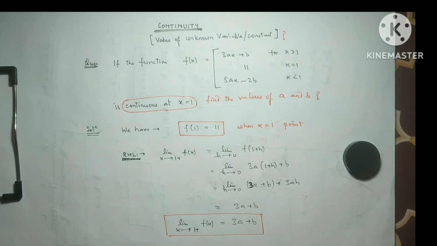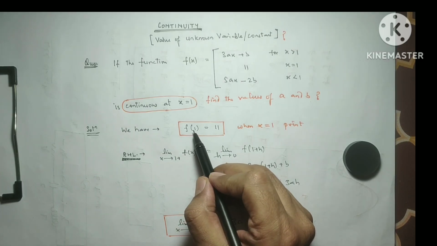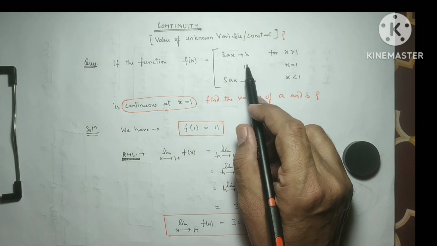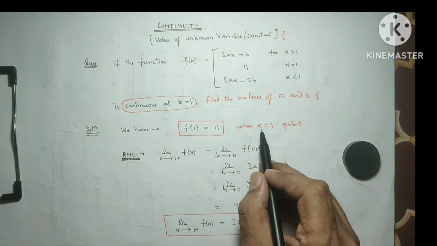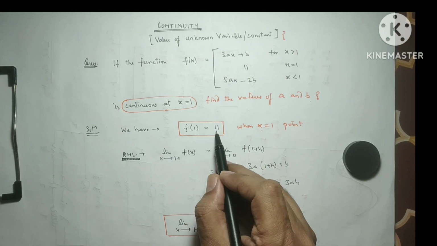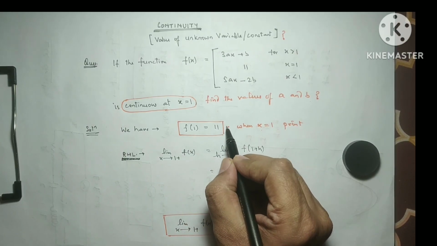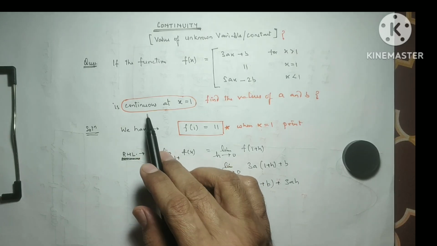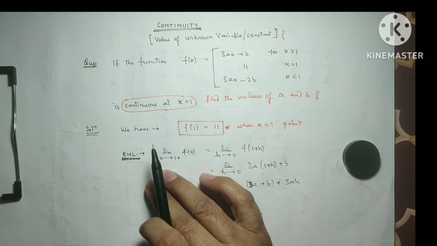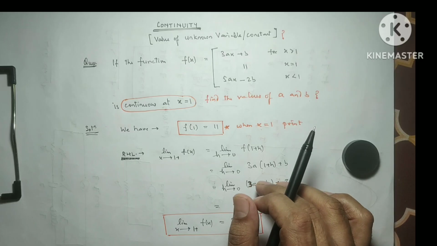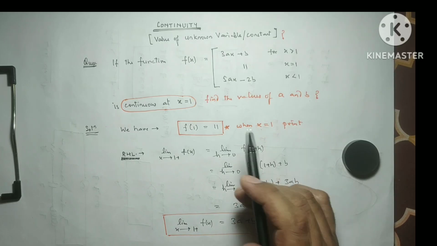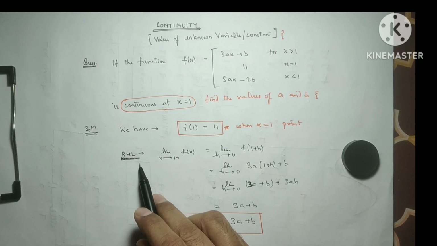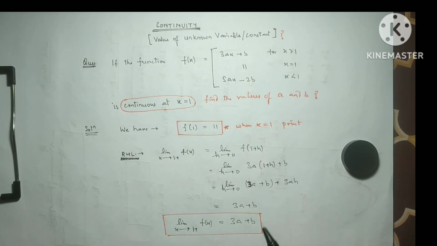Okay, so we have the value at x equals 1, this is 11. So at x equals 1 the function gives the value 11. So it is the first. Because the function is continuous, we will collect the right hand limit, left hand limit, and the value at the point. So this is the value at the point. Right now we have two tasks: right hand limit and left hand limit.